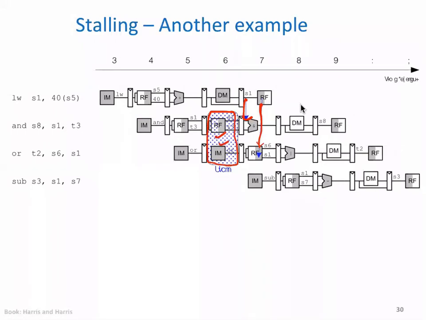Stalling means essentially stopping the movement of data for the particular stage. So if we stall these two, it means that we are not doing anything until the time the output is available here, and then the value can be forwarded. All right. Any question?